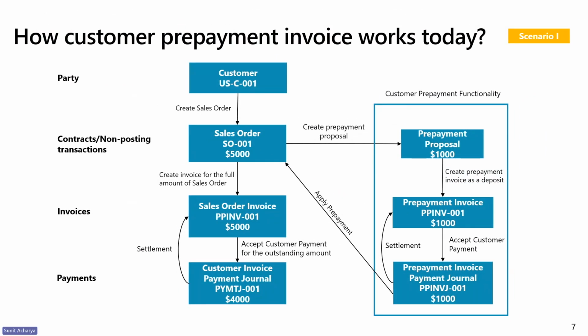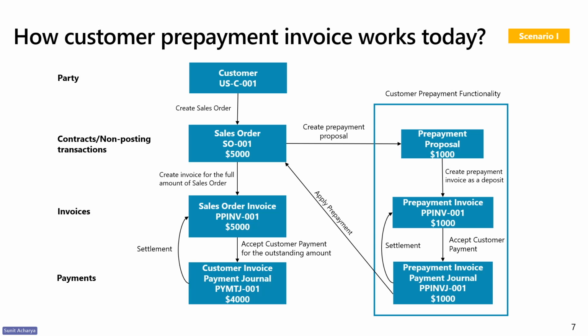This is a flow diagram that we have created to explain how the customer prepayment invoice works today. As you can see, we have separated this out into parties, contracts or non-posting transactions, invoices, and payments. We will start off with a customer, and then we move on to create a sales order. And this is where the prepayment functionality will start. The blue blocks that you see on the right-hand side are the different types of documents that will be available to you once you enable this feature.